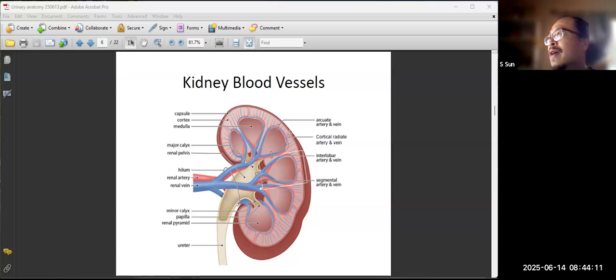And after passing through those nephron to filter the blood, the remaining blood will go back to the heart by entering the cortical radiate vein, then the arcuate vein, then the interlobar vein, then the segmental vein, then the renal vein. Then the renal vein will go into the inferior vena cava.